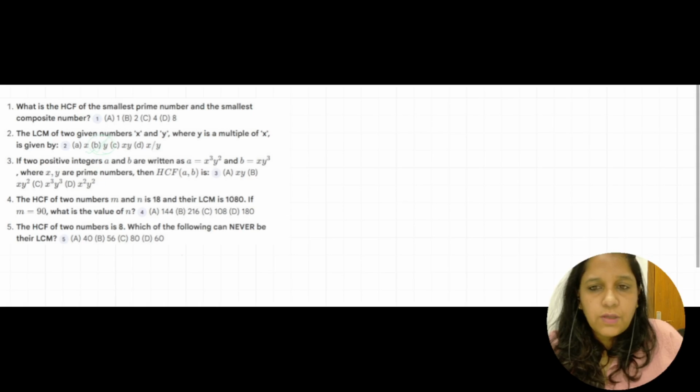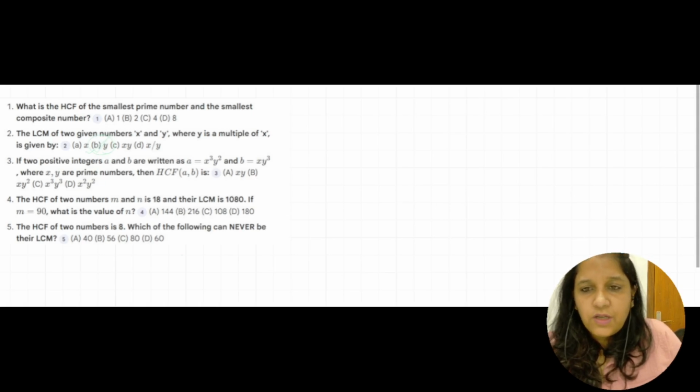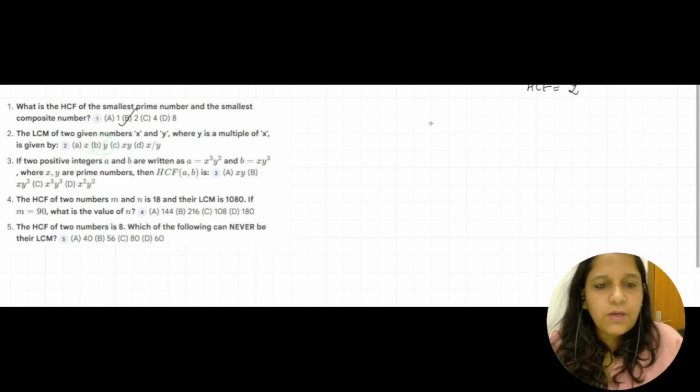Solution to question number 1. The HCF of the smallest prime number and the smallest composite number. The smallest prime number is 2 and the smallest composite number is 4. So HCF of both of them will be 2 into 1 and 4 will be equal to 4 into 2. So the smallest power of the common factor. So HCF will be equal to 2. So the correct answer is B.